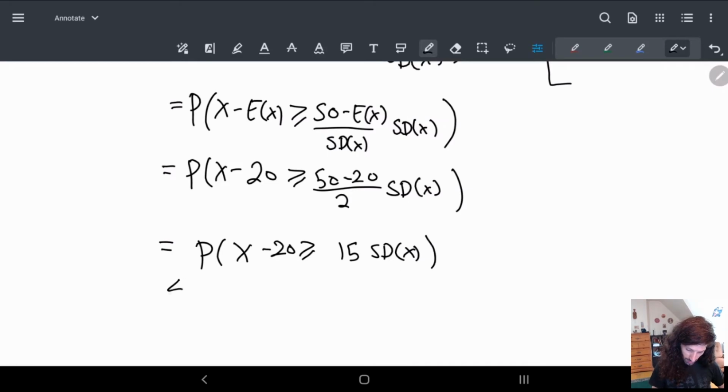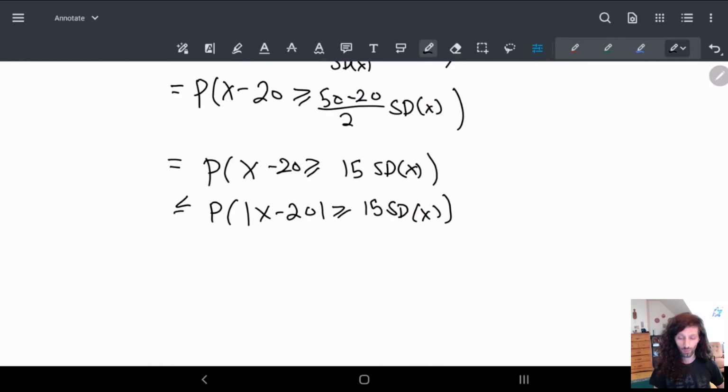And then notice here, this is going to be less than or equal to, if I take the absolute value of X minus 20 here, right? This is a little thing to note, because X could be less than 20, in which case we would have a negative number, and we always want the positive. So that's going to potentially increase our probability. We don't actually know, and so this is always going to be less than or equal to. And we have 15 SD of X.